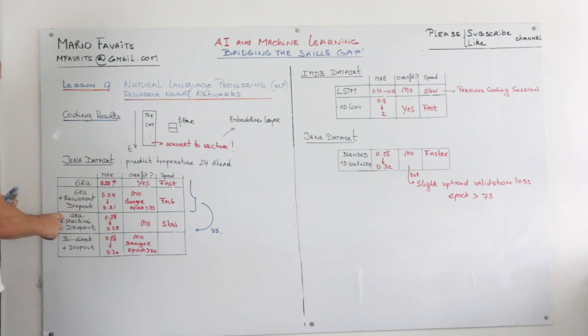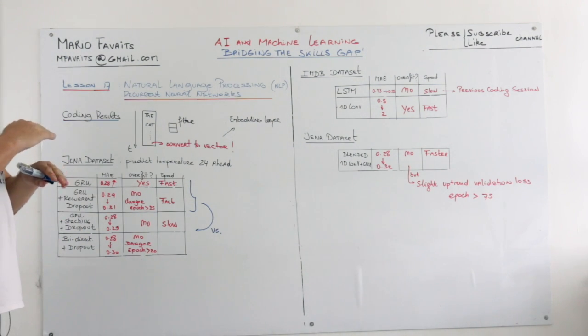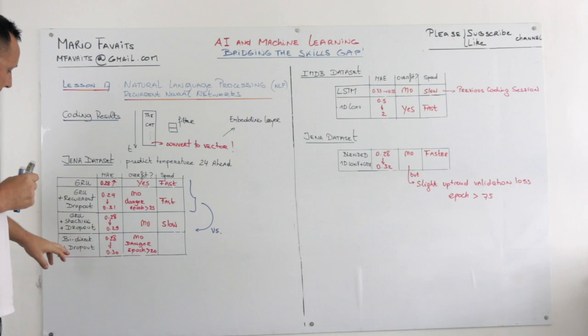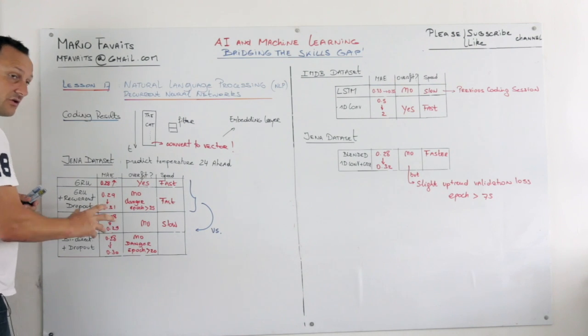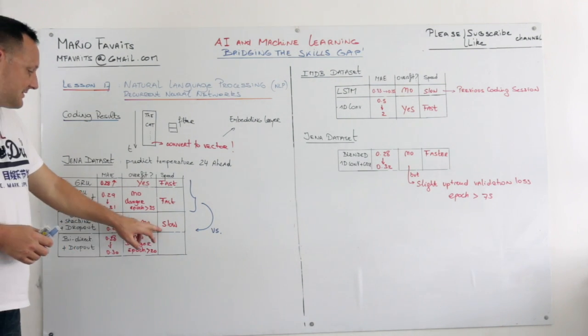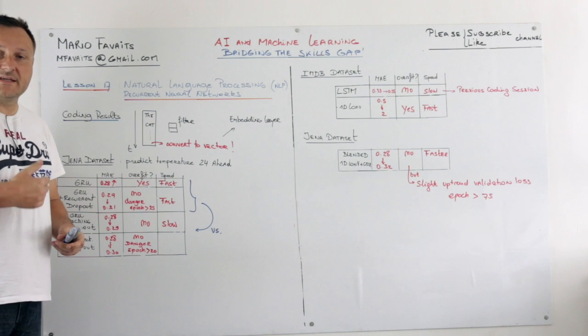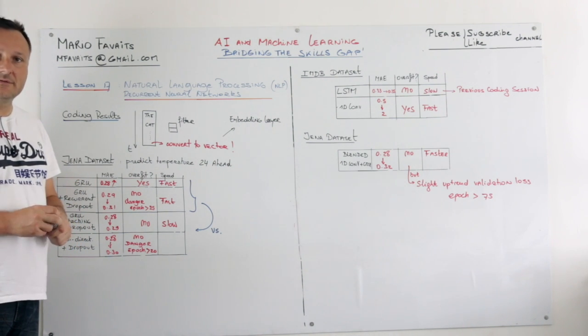Then we added stacking, but we kept the dropout. So we actually put 2 GRUs on top of each other. And we see that the loss here is quite under control, but still around 0.28, 0.29. There's no overfitting. Again, we have the dropout here, but this one is quite slow. We see that if we stack GRUs, speed goes down significantly.